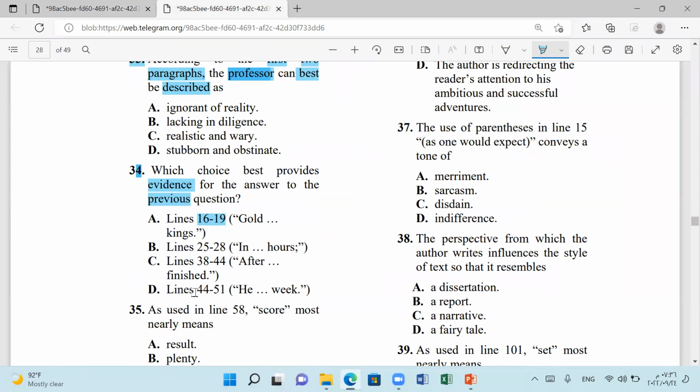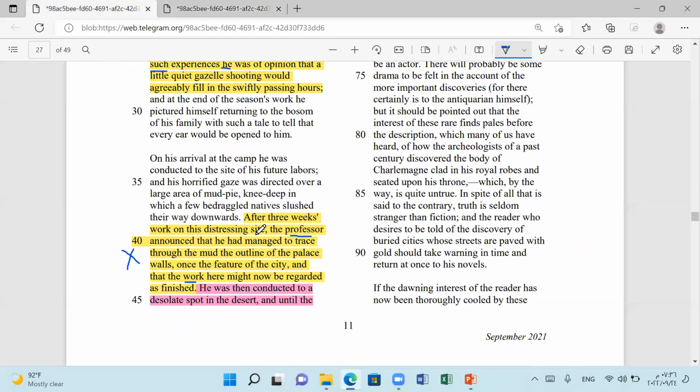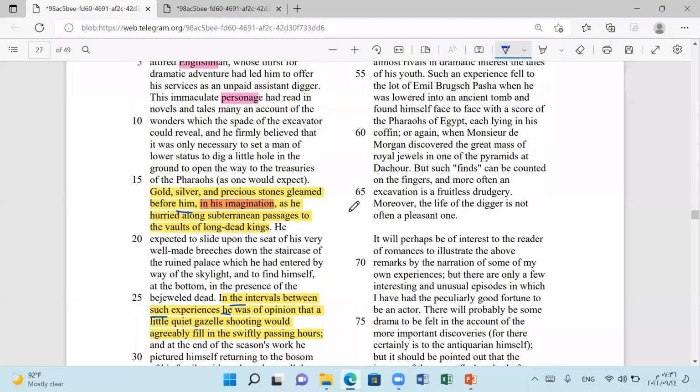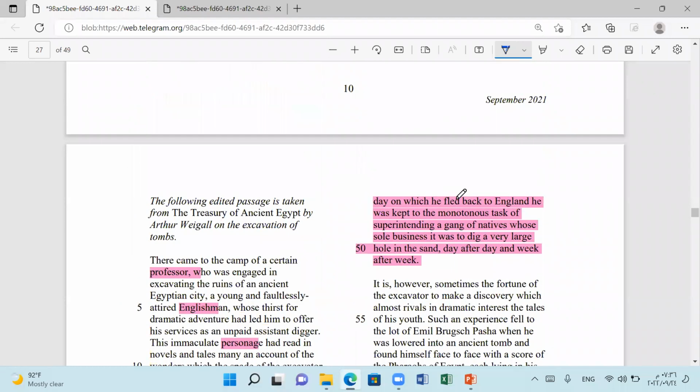Letter D, 44 till 51, yes, this is the pink part. He was then conducted to a desolate spot in the desert, and until the day on which he fled back to England, he was kept to the monotonous task of superintending a gang of natives whose sole business it was to dig a very large hole in the sand day after day and week after week. Here I came to introduce certain other people, okay, the gang of natives.